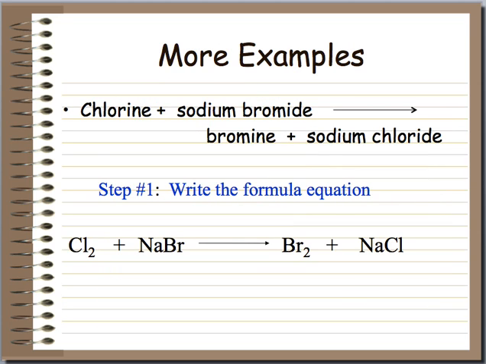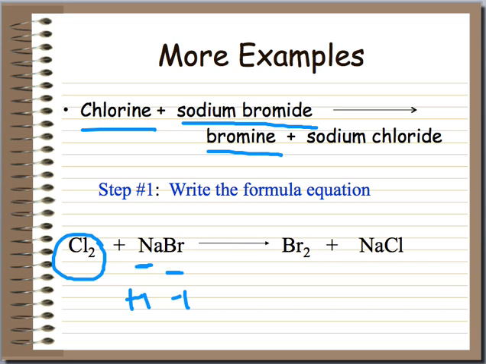So let's try some examples. We're starting here. We have chlorine, and we write it as Cl2, part of Brinkelhoff. Sodium bromide, we have NaBr. Sodium is a +1 charge, bromide is a -1 charge, so they cancel out, making bromine. So we have Br2, he's also part of Brinkelhoff, and sodium chloride. Na is +1, Cl is -1, so those cancel out also.